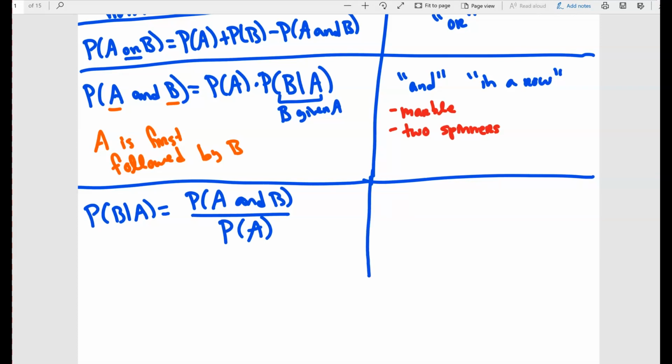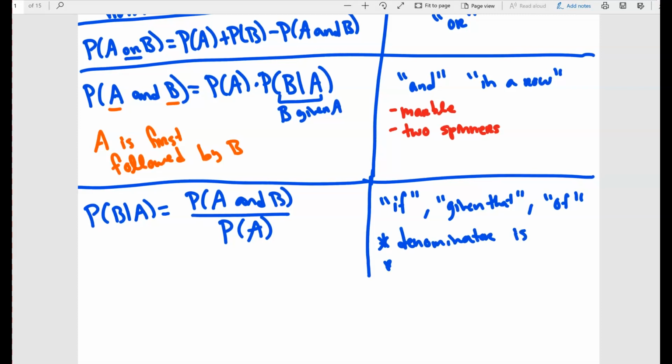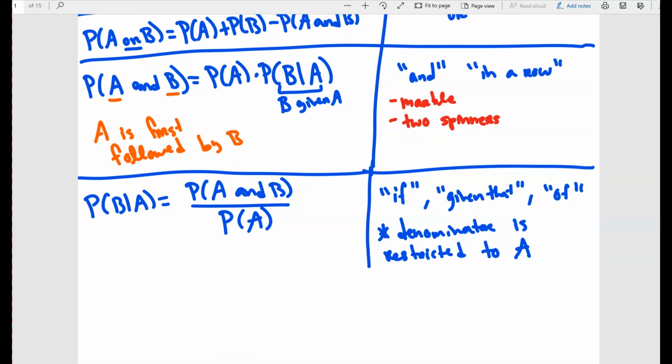And what you really want to look out for is the word if, given that, or maybe of. So basically what you're doing is you're restricting the probability to just whatever A should be. So basically your denominator, I'm going to write it right here, denominator is restricted to A. Okay, so you're just restricting the denominator. So if I said if there are 20 males, then your denominator will be out of 20.